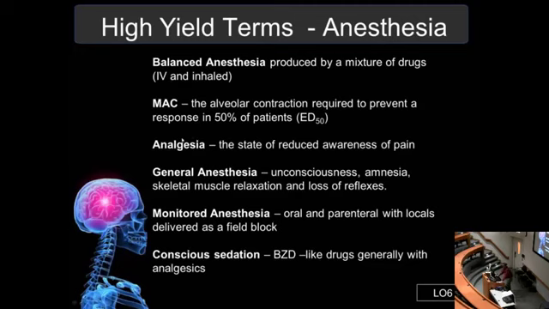Analgesia, we know, is the reduction of pain or the management of pain. General anesthesia produces unconsciousness as well as amnesia, so the patients don't remember it. And there is dramatic skeletal muscle relaxation, and there's a loss of reflexes, of course. Monitored anesthesia is supplied with oral and parenteral drugs with locals that can be delivered as a field block, and that's your classic example of lidocaine for dental procedures. Conscious sedation uses benzodiazepine-like drugs, generally with drugs for pain management. Again, these are just unique terms to the field of anesthesia.